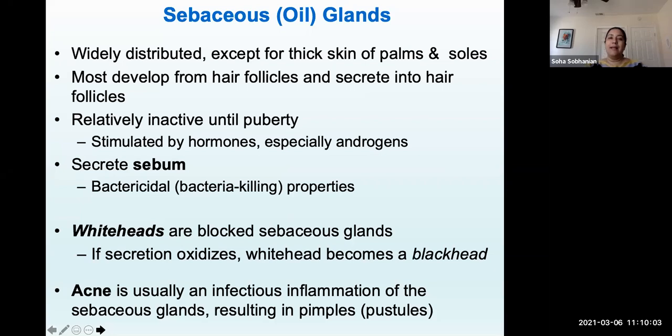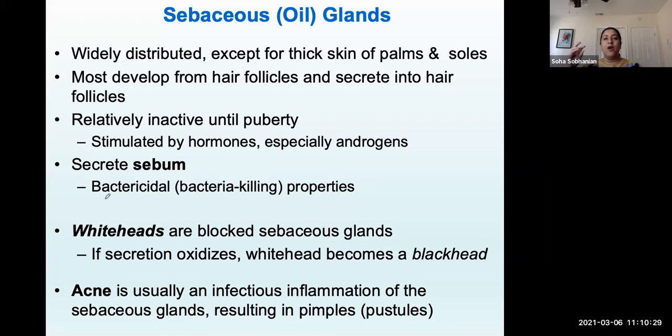So oil glands is another one that you guys need to know. The location of the oil gland, it's actually built in at the base of your hair follicle. The oil glands are usually not active during childhood, but they do get stimulated when you reach puberty. They produce what we call sebum, which is basically the oil that gets released to the skin.